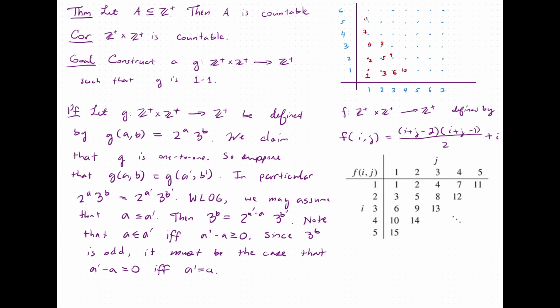And thus, we get 3 to the b is equal to 3 to the b prime, which implies that b is equal to b prime.